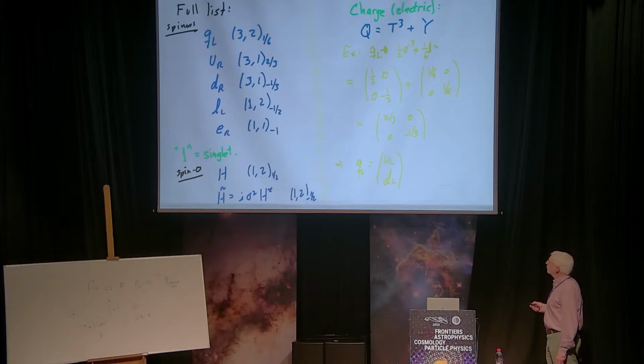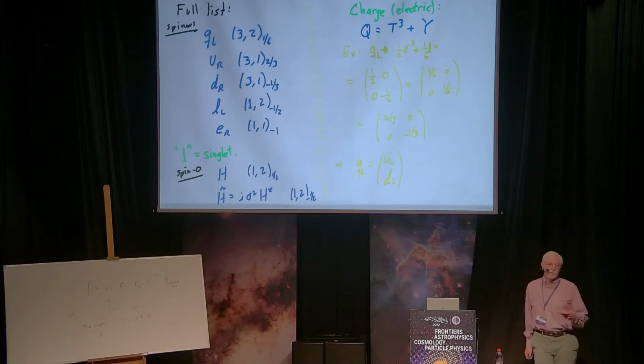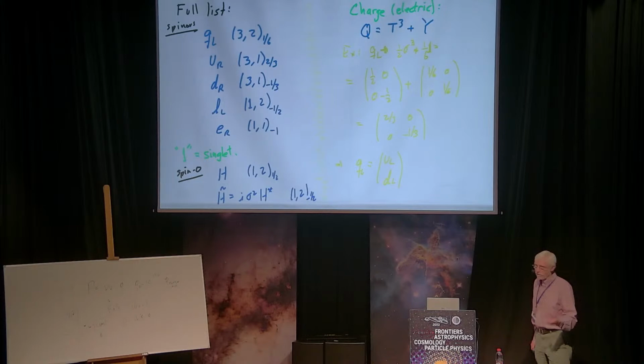And then there are these fields that don't have color, and if they don't have color, they are what we identify as leptons, because leptons are things that don't carry strong interactions. And there's a left-handed doublet with hypercharge -1/2, and a right-handed singlet under SU2 with hypercharge -1.